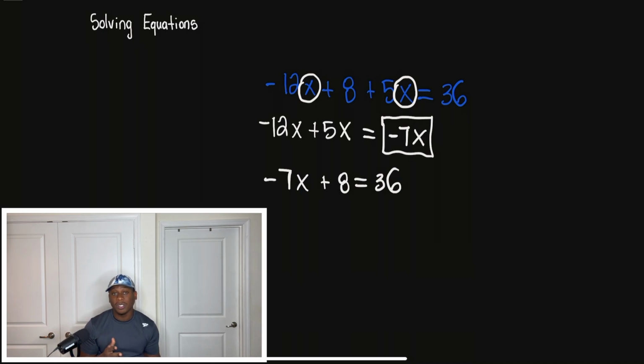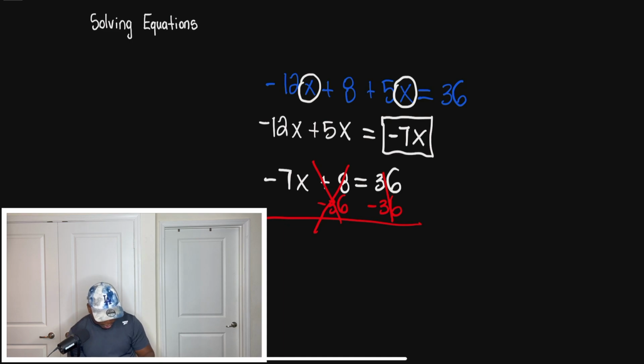But what a lot of students do, and this is the wrong way, right? This is incorrect. They sometimes will subtract 36 and bring it onto the same side as the variable. But guys, we cannot do that because we're going to get the sign wrong. So essentially, what you see right here, this is wrong. So let's just put a red X through that. And then let's go back now and let's actually do the correct step.